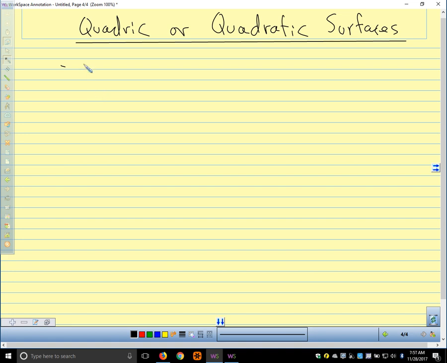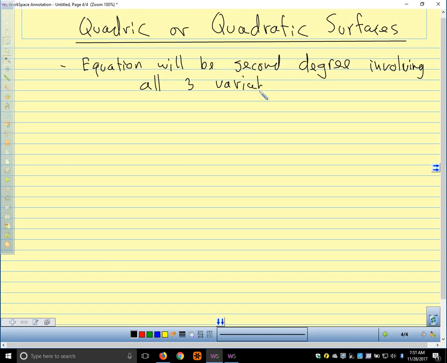The equation will be a second degree equation that involves all three variables in some way.